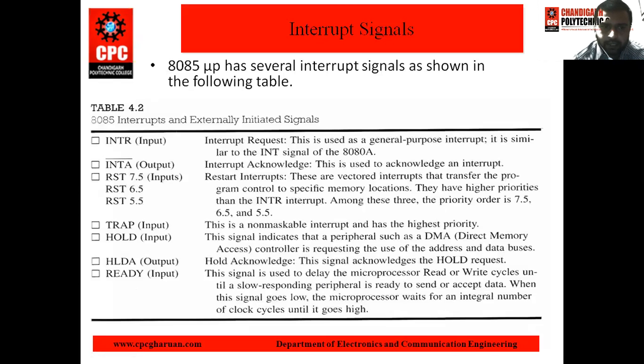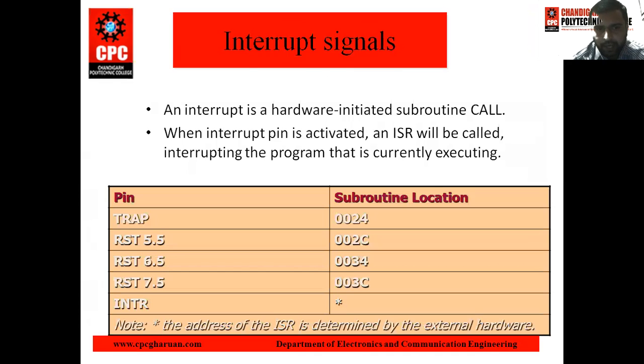And next are your interrupt signals. There are different types of interrupts, as we already discussed in the pin diagram, that is INTR, RST 5.5, RST 6.5, RST 7.5, and TRAP. The highest priority interrupt is TRAP, and the lowest priority interrupt is INTR. INTA bar is your interrupt acknowledgement. With the help of this pin, we can understand that the microprocessor handles the interrupt. These are your interrupt signals: TRAP, RST 5.5, 6.5, 7.5, and INTR.